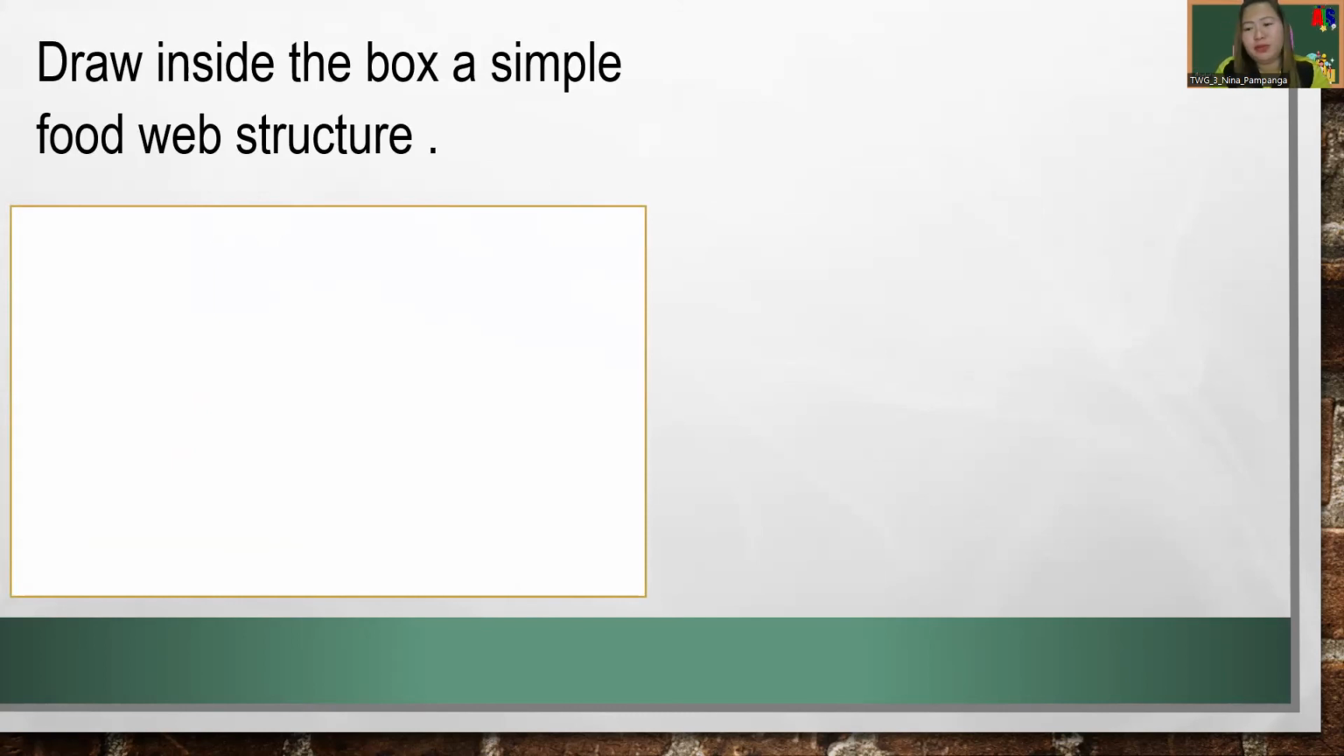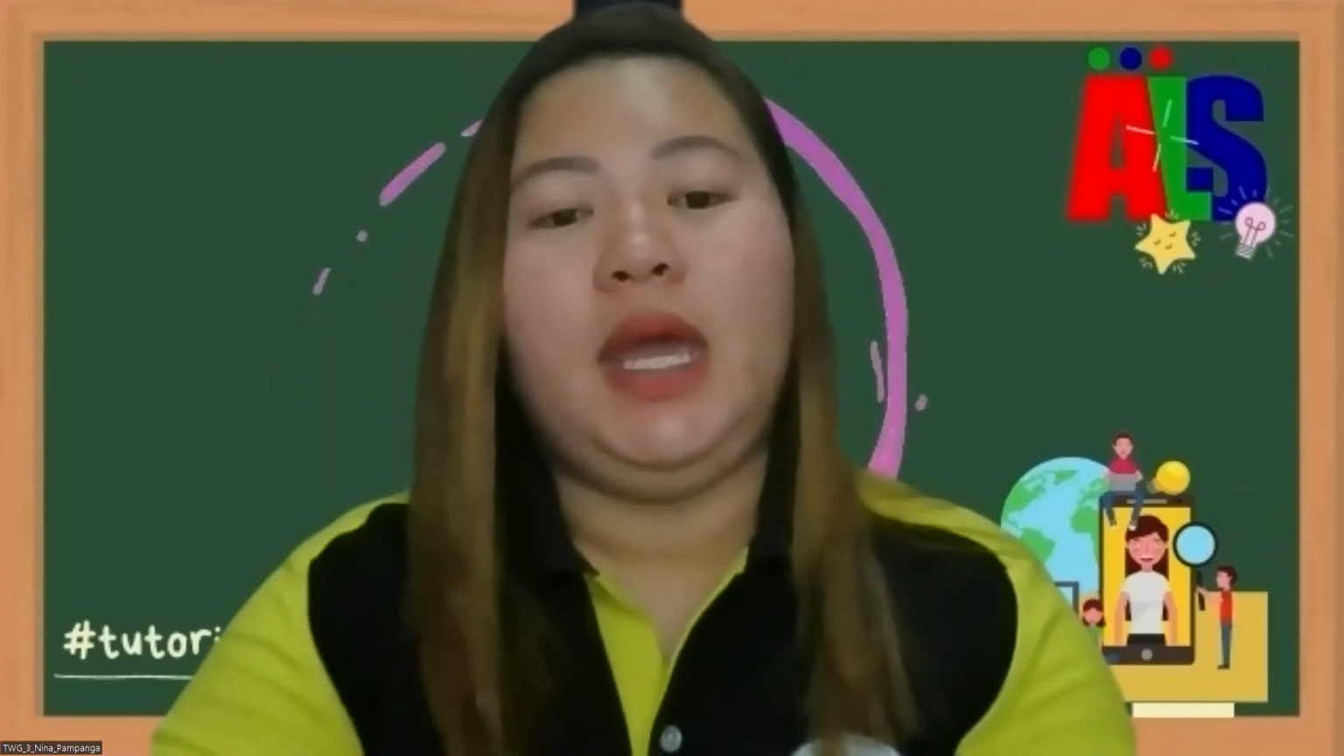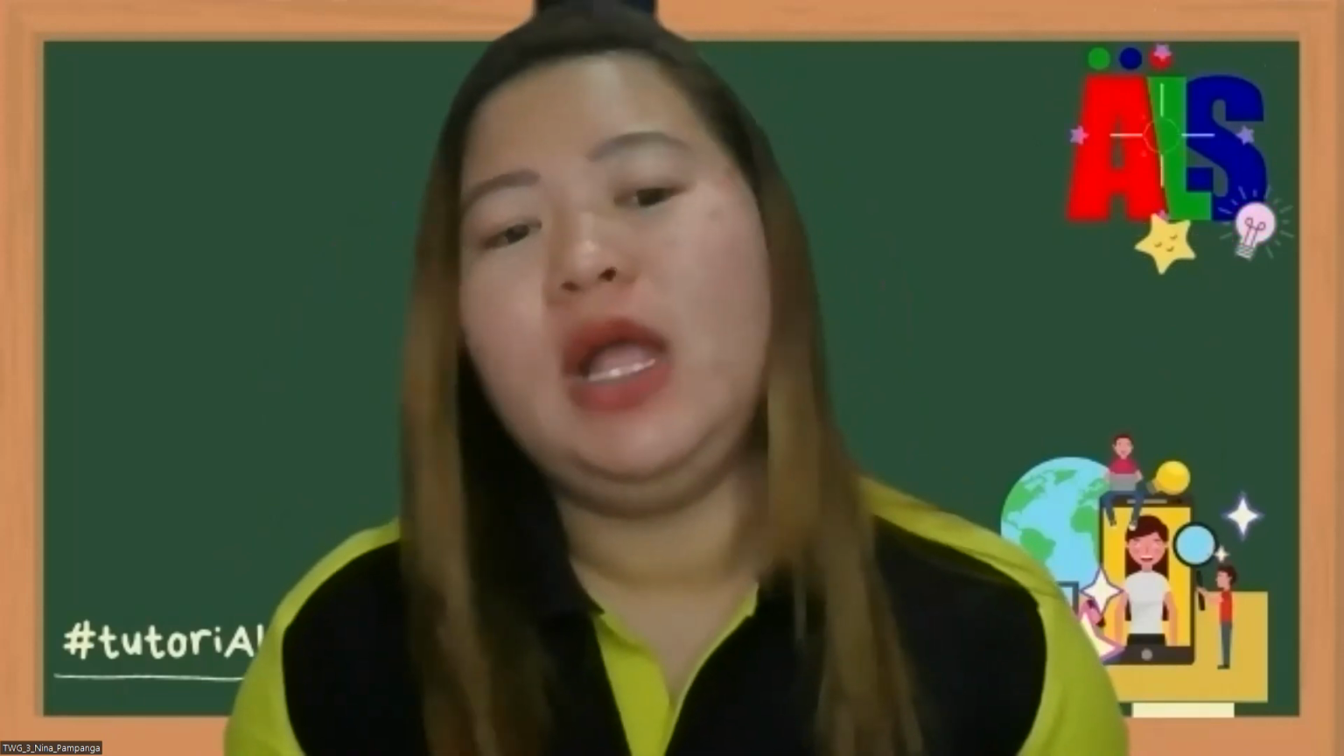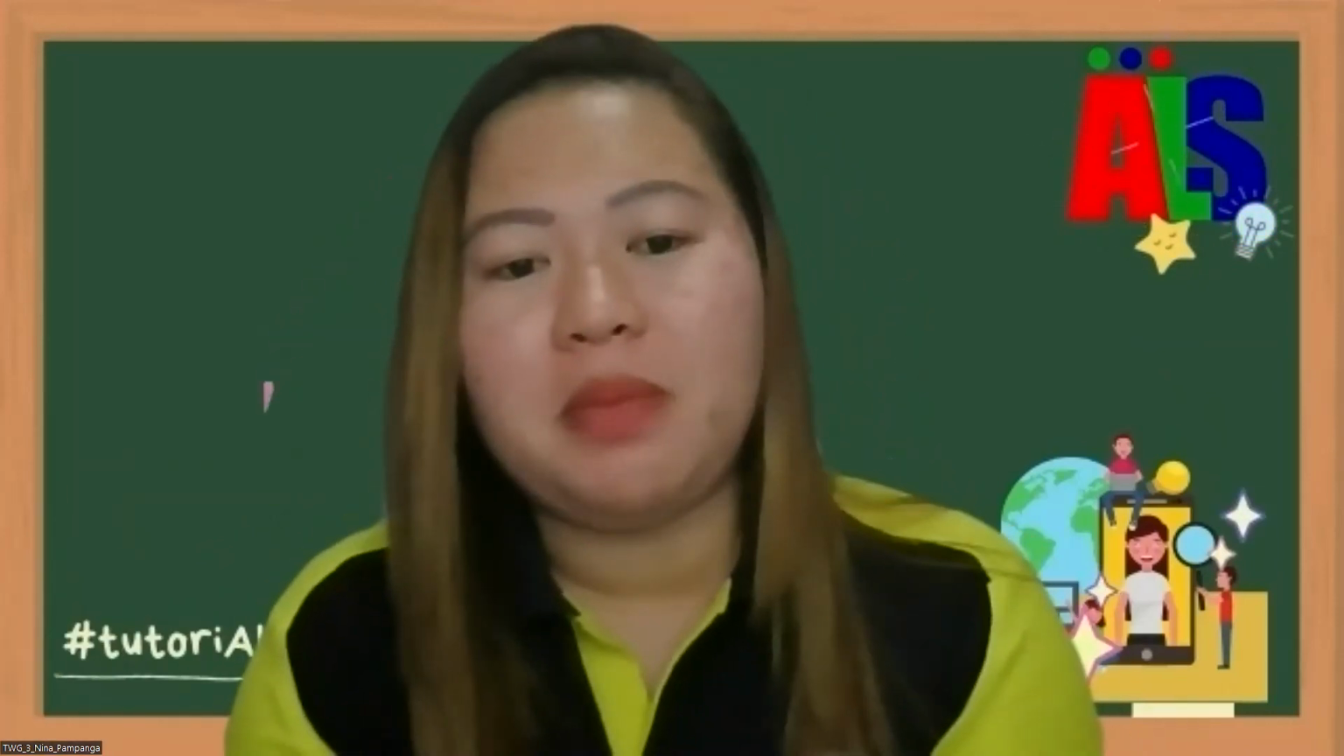Oh, it's very easy. We will just draw. Alright. Draw inside the box a simple food web structure. There are the different parts. We will just be drawing. Alright. And before we end this video, let's have a quick summary.